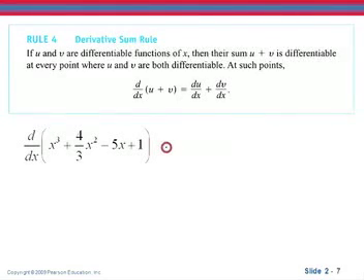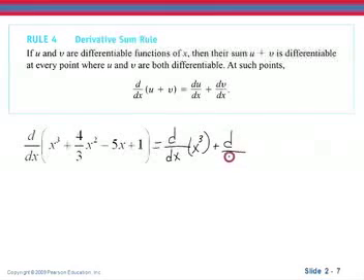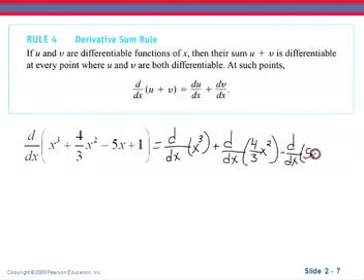For example, if we have the derivative of x cubed plus 4/3 x squared minus 5x plus 1, we will find this derivative by taking the derivative of x cubed, plus the derivative of 4/3 x squared, minus the derivative of 5x, plus the derivative of 1. Now we do not want to write this notation out every time, but just so that you'll understand what we're doing, we will go through and take the derivative of each term when we have a sum or difference.